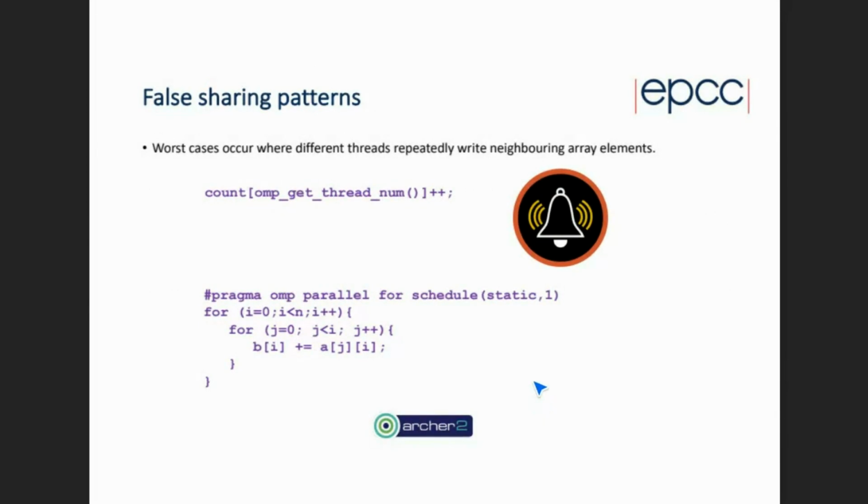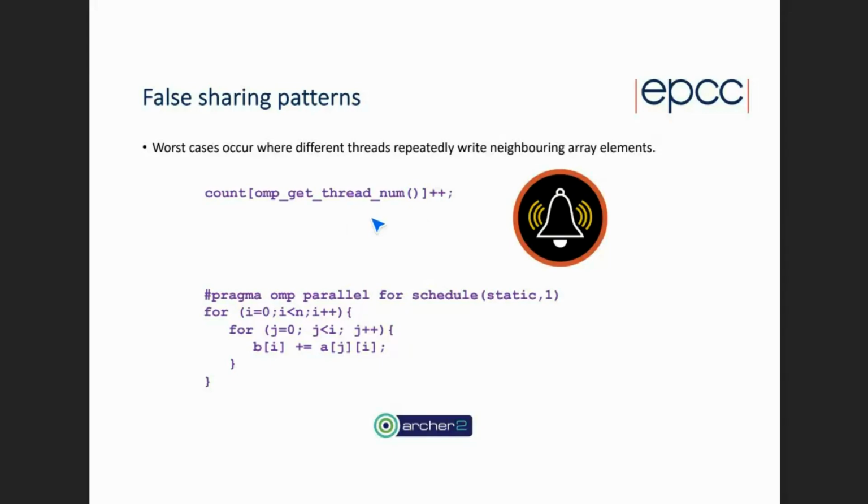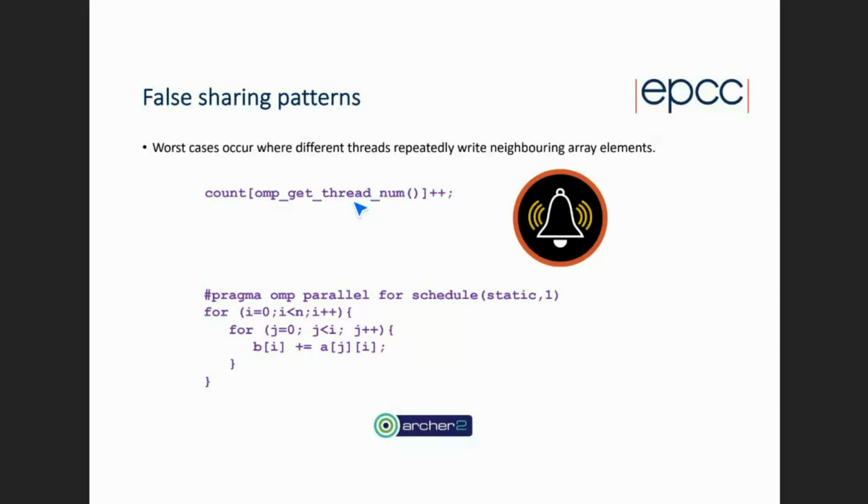So typically the worst cases happen where you have different threads repeatedly writing neighboring array elements. If you're ever tempted to write code that says, okay, I've got some array and I'm going to index it with the thread number, that guarantees you this kind of behavior, because different threads are going to be writing neighboring elements in the array, which lie next to each other in memory.